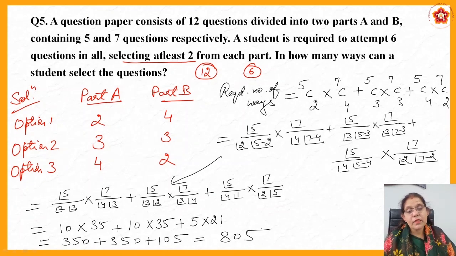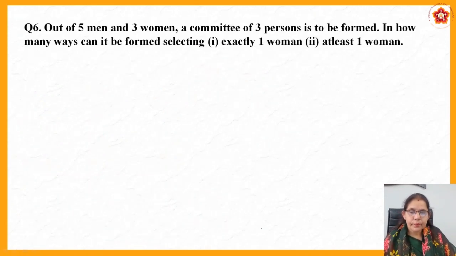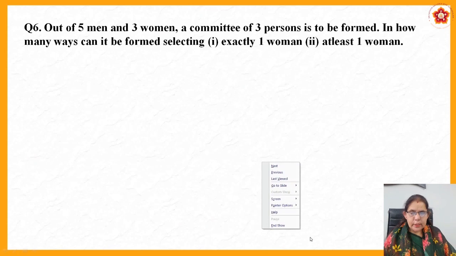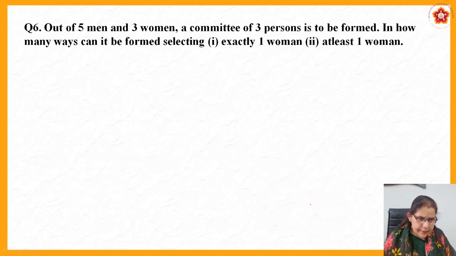So how many ways can a student select the questions? There are 805 ways of selecting the question. Let's move on to the next question. Again, it is similar to the one which we have done just now.